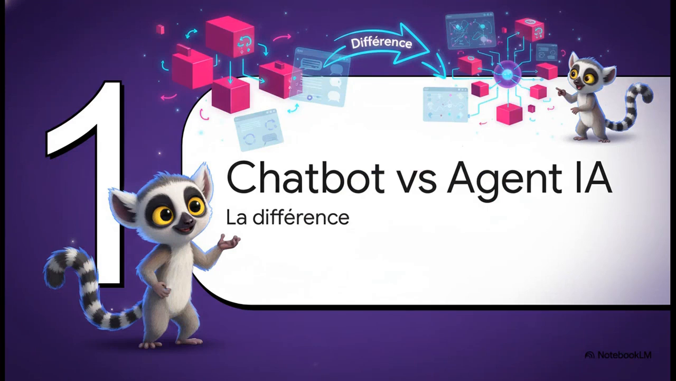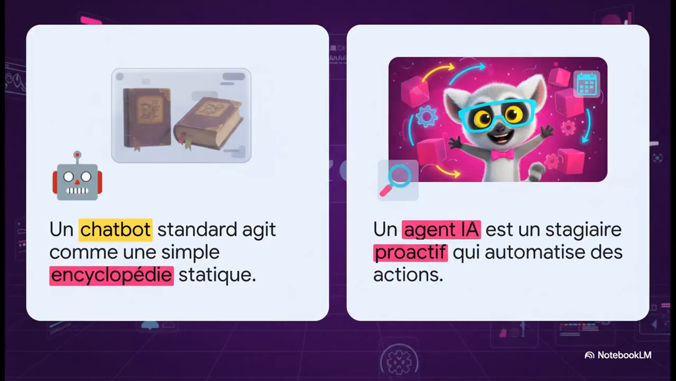So, the first crucial step, understanding the real difference between a simple chatbot and a true AI agent. And this perfectly illustrates that major evolution. On one side, we have the classic chatbot. Basically, it's kind of like a super smart encyclopedia, but static. You ask a question, it generates a response, and bam, the interaction ends there. But on the other hand, the true AI agent is like that famous proactive intern. It can reason, use external tools, follow a step-by-step plan, and above all, automate real actions in the real world.